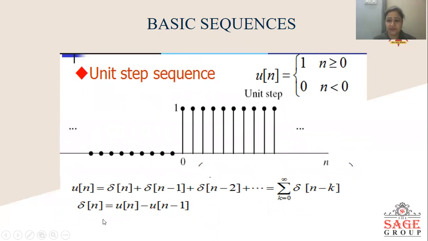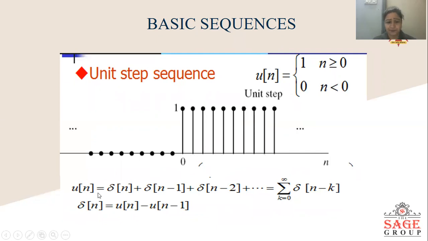Now, the next sequence is the unit step sequence. The unit step sequence has value 1 when n is greater than or equal to 0, whereas it has value 0 when n is less than 0. So this is the graphical representation. The x-axis shows variation of n. When n is equal to 0, 1, 2, 3, and so on, the signal has value 1. Whereas when n has values minus 1, minus 2, minus 3, for all these negative values of n, the signal has value 0.